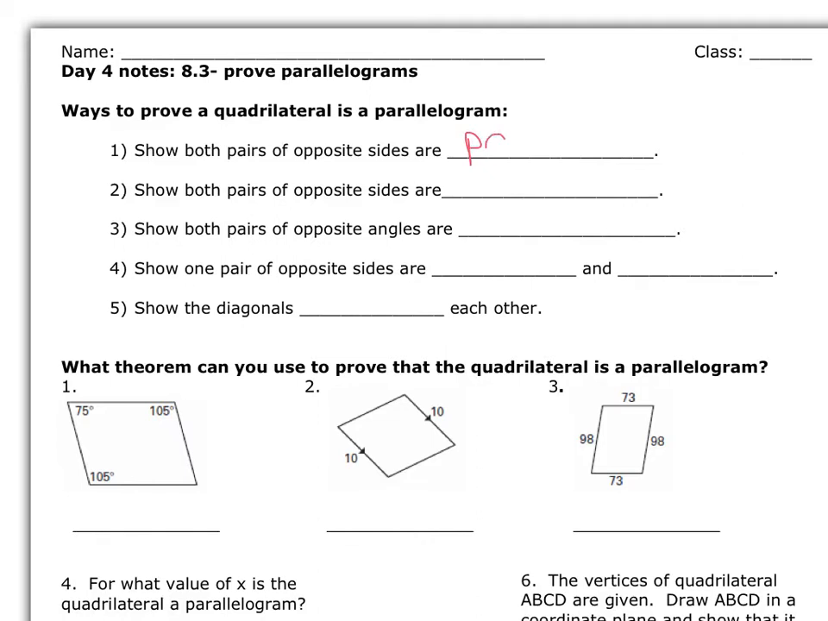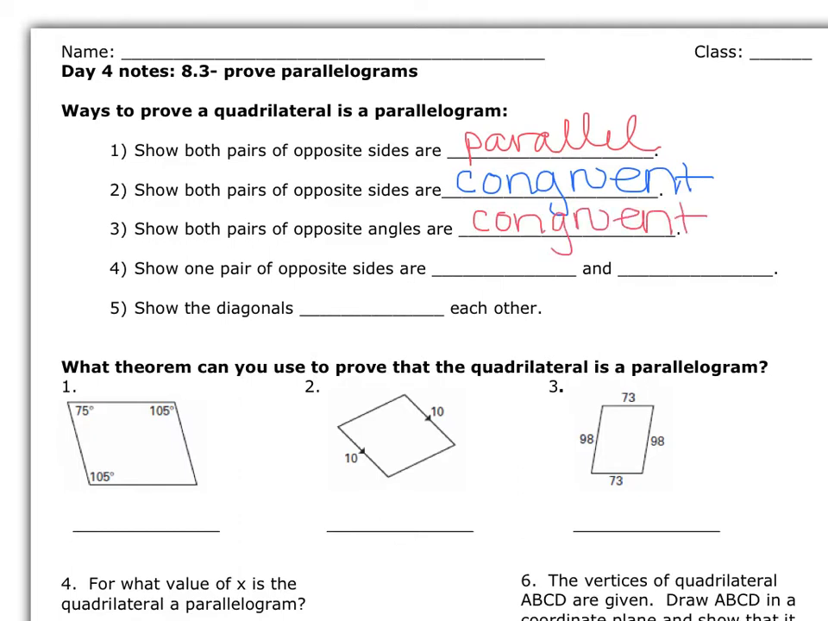So again, the ways to prove that it is a parallelogram is to show that both pairs of opposite sides are parallel. Also, both pairs of opposite sides are congruent. Both pairs of opposite angles are congruent. All right, show that one pair of opposite sides are parallel and congruent. So this is only if you have one pair. They must be both parallel and congruent. And last but not least, show that the diagonals bisect each other.